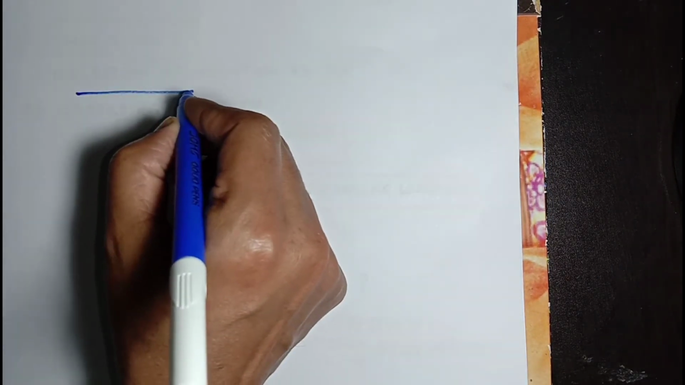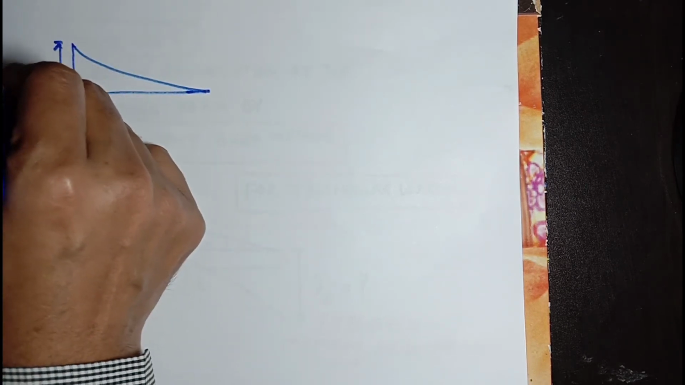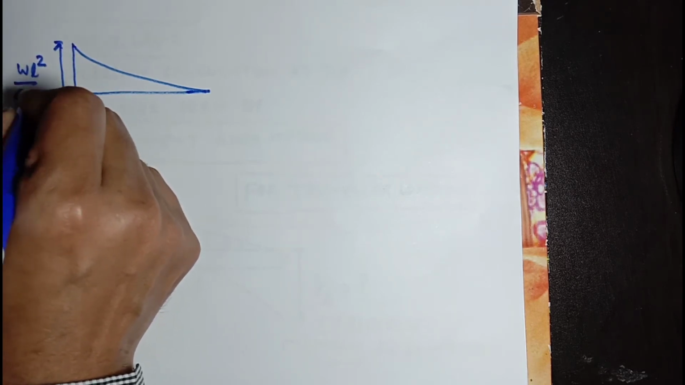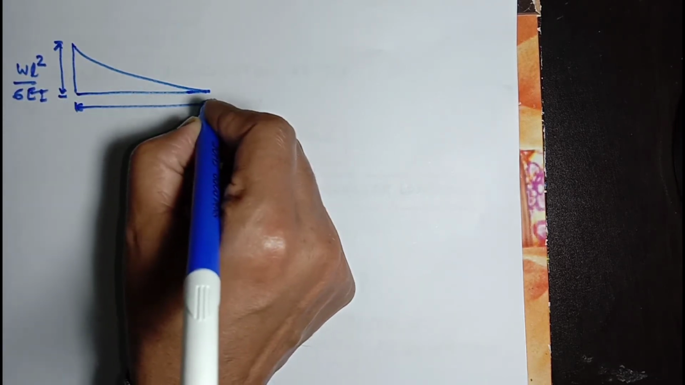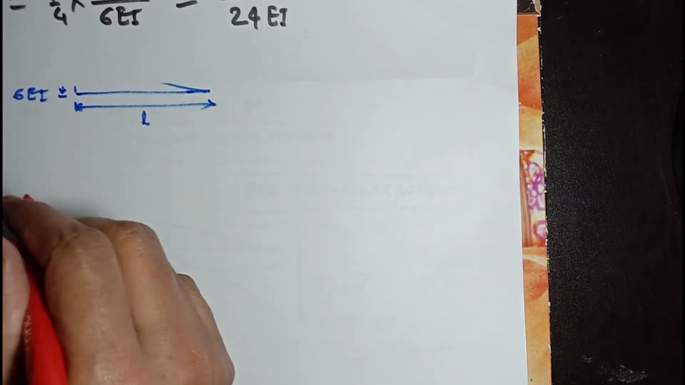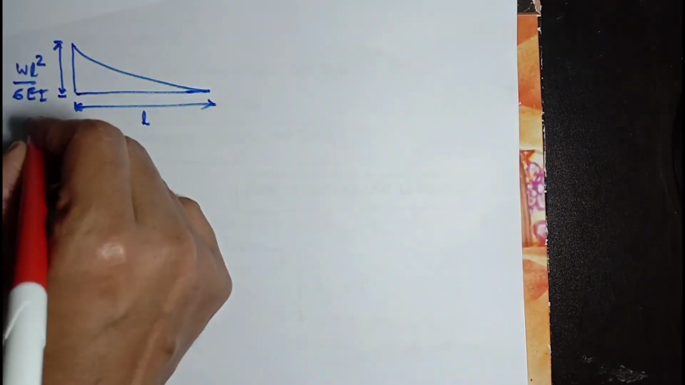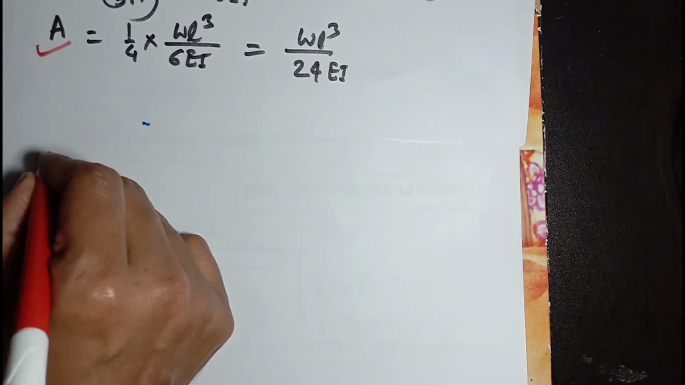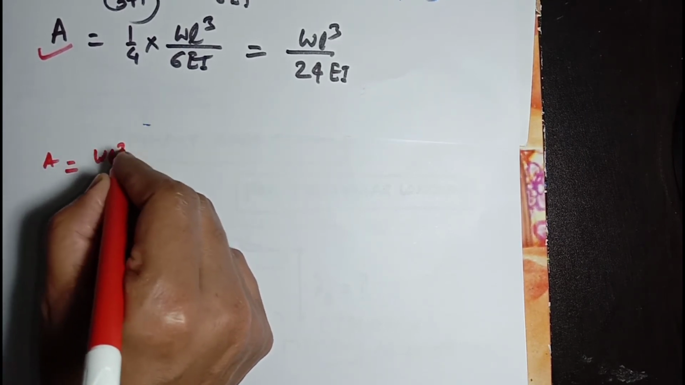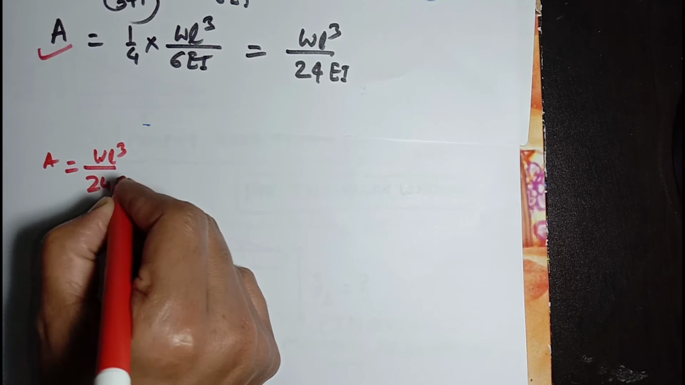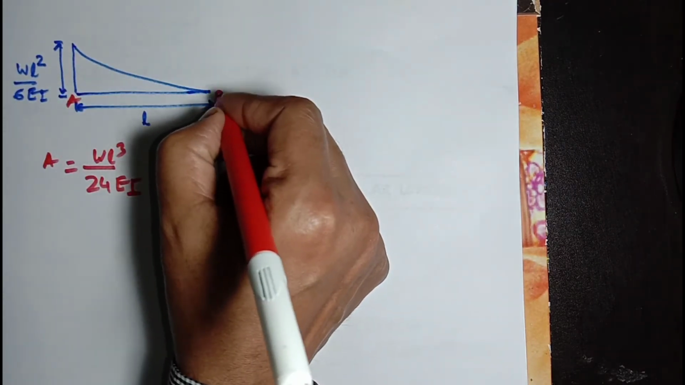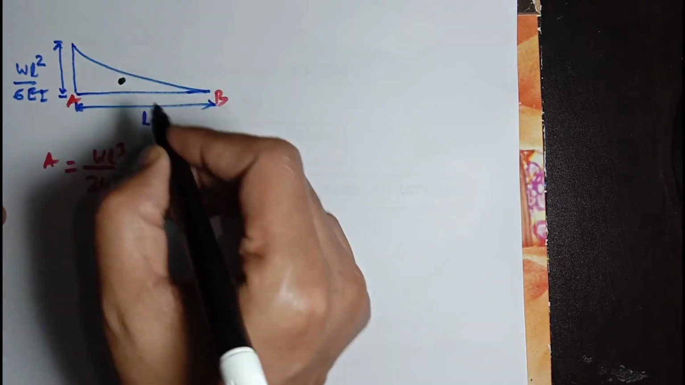Now this is the M over EI diagram. Maximum value is wL square divided by 6EI. Length of this beam is L, and the area calculated here is A equal to wL cube divided by 24EI. This is the area. Now we are going to find the centroid. This point is A, this point is B. Now the centroid will be of this triangle.